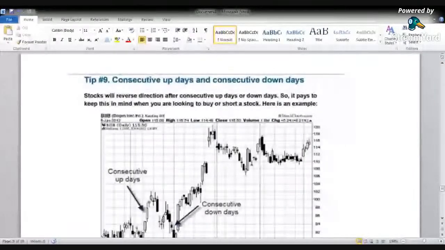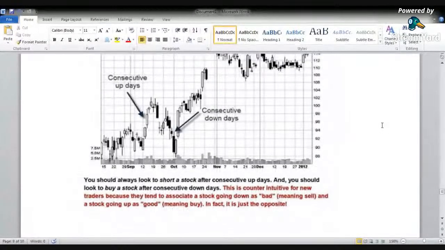Because in the stock market, we need to study the price action, kung ano po yung sinasabi ng price. Either the buyer or the seller is aggressive. So this is tip number 9, consecutive up days and consecutive down days. You should always look to short a stock after consecutive up days, and you should look to buy a stock after consecutive down days.